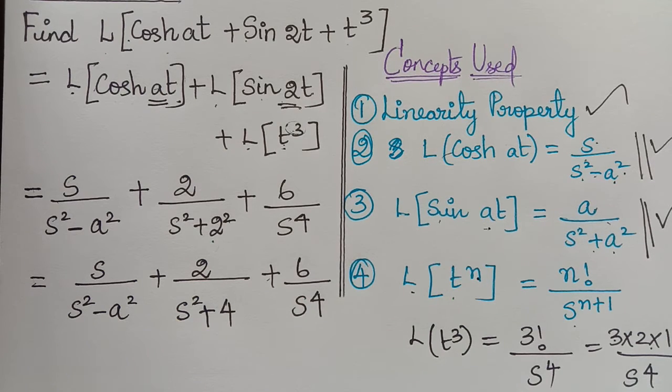In our next lecture, we will see how to find the Laplace transform of terms like sin squared 2t, cos squared 3t, sin cube 2t, cos cube 3t. All this will be done by using the identities from trigonometry. So we will be learning Laplace transform of those functions where we will be using trigonometric identities to solve them.